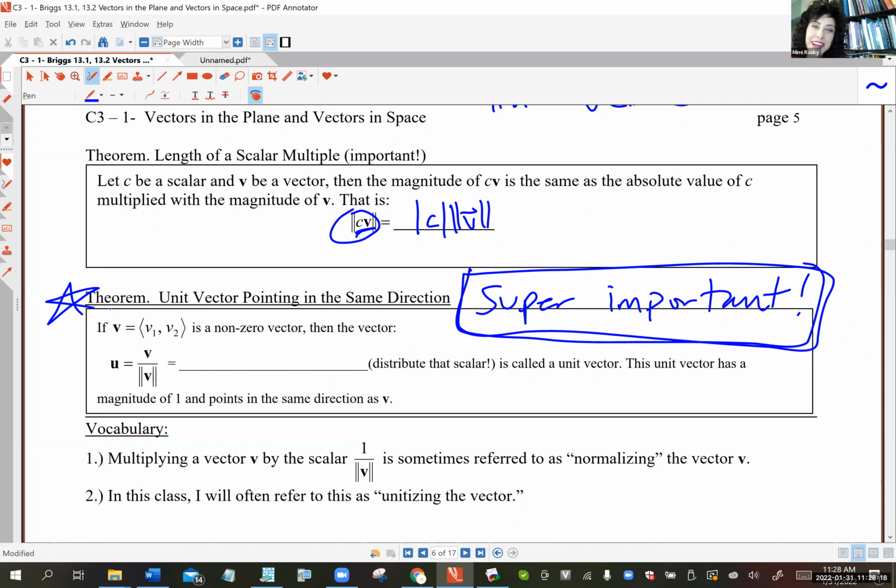If you're given a non-zero vector, then this vector, which is formed by taking the original vector and dividing it by a scalar, the scalar happens to be the length, will give you a brand new vector. It'll be the first scalar component divided by the scalar, and then the second scalar component divided by the scalar, which is the magnitude. That will be called a unit vector. And why is it a unit vector? A unit vector is defined as a vector that has a magnitude, a length, of 1, and it points in the same direction as your original vector.